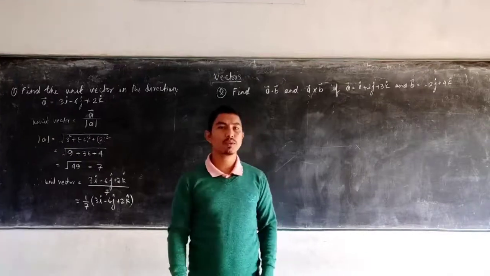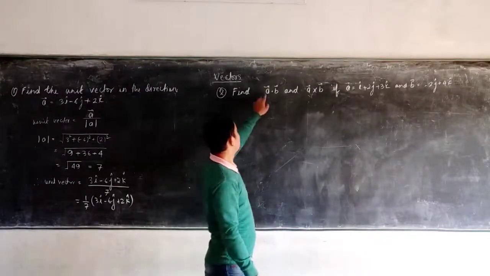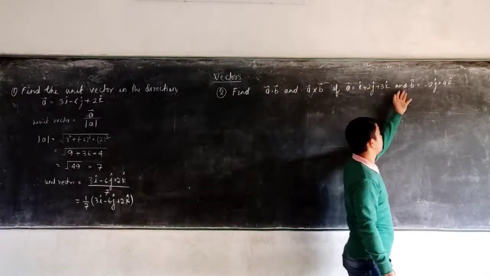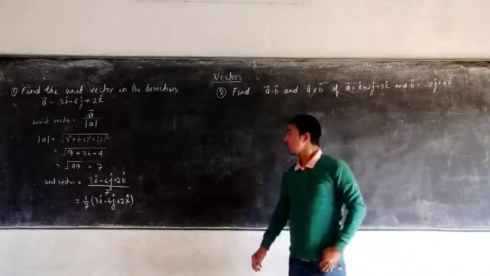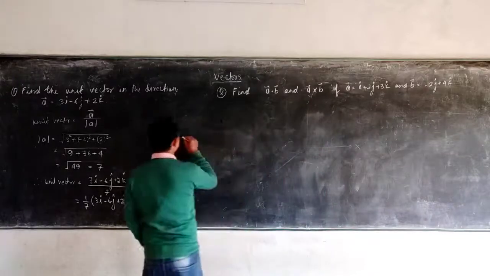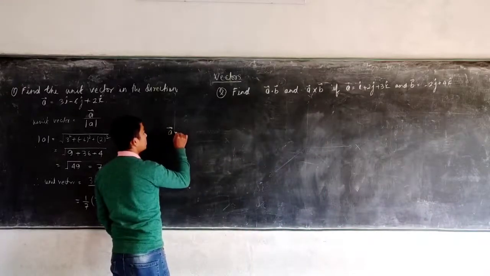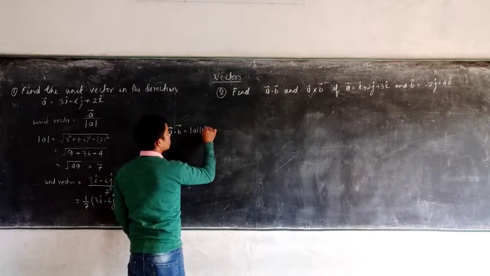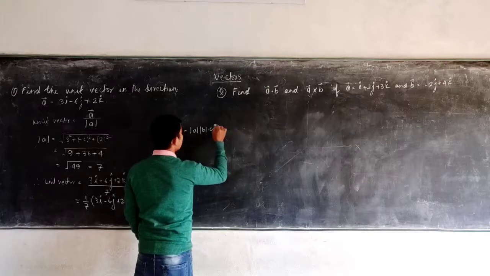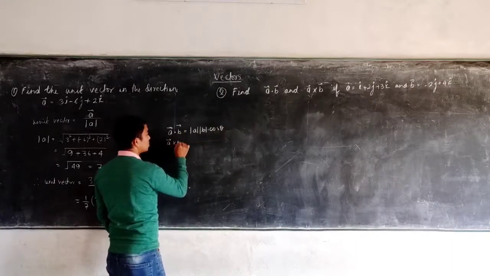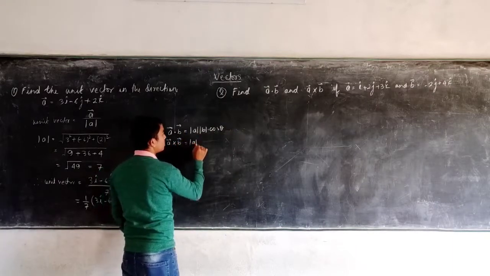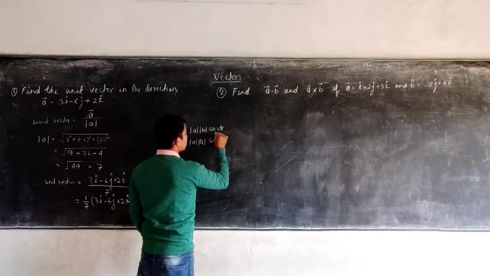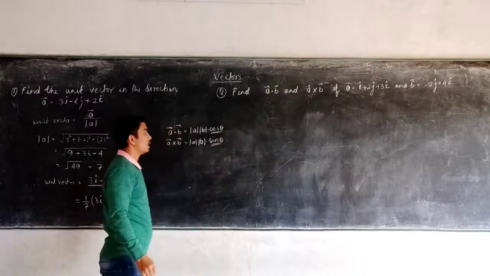The next type of question we'll have is: find A dot B and A cross B, if vector A is this and vector B is given that much. So remember that the dot product of the two vectors is calculated as vector A dot vector B is simply the modulus of A into the modulus of B into cos of theta, and vector A cross vector B is equal to the modulus of A into the modulus of B into sine of theta. Now let us think about this cos theta and sine theta.